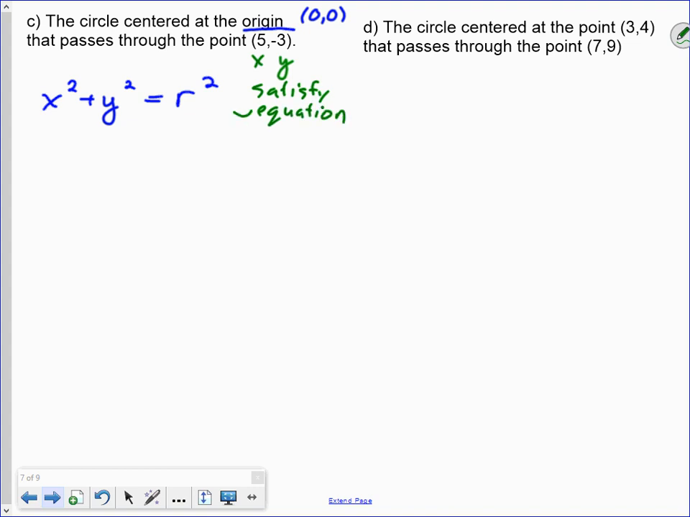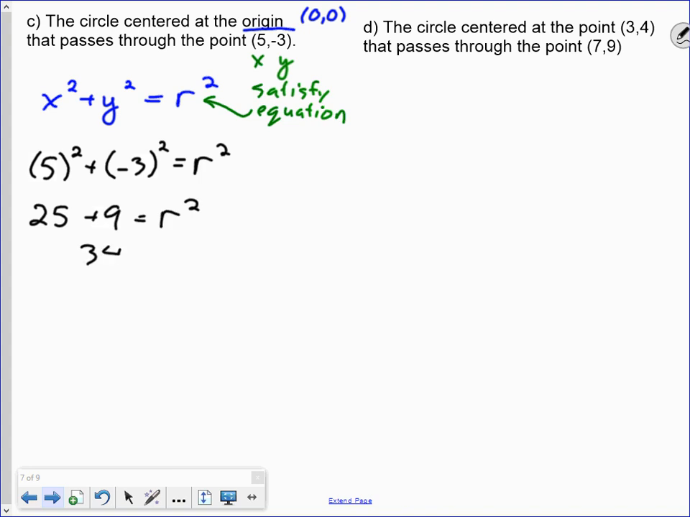So let's take these and sub them into the equation. Our x value is 5. Our y value is negative 3. That has to equal r squared. Simplifying, 5 squared is 25. Negative 3 squared is 9. We get that 34 is equal to r squared.